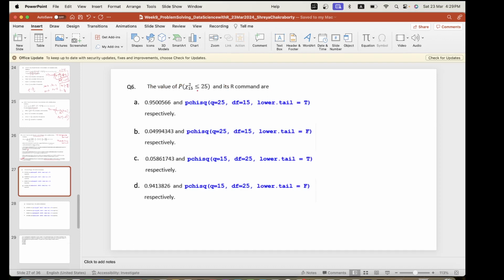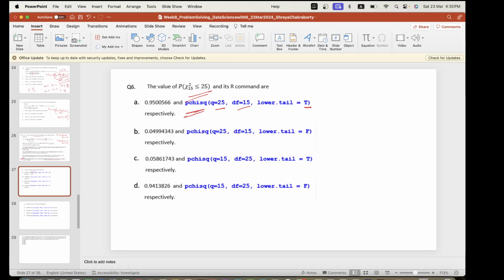Okay. So these are the types of questions you might expect. Probability chi-square 15 less than or equal to 25. If you get something like this, then our obvious choice is p chi-square, and lower.tail would be true. That is what you want. You have to provide the boundary and the df. That's it. So the R command is this thing, and whatever you get using this R command, that is your answer.